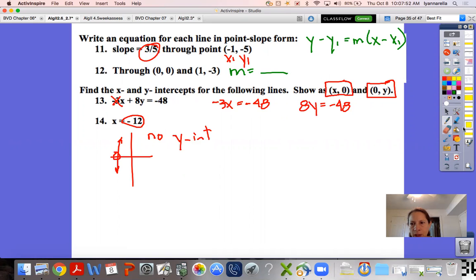Okay, here when it asks you for intercepts, just remember, cross off the x term if you're looking for the y-intercept, cross off the y term if you're looking for the x-intercept. Okay, and here you might want to graph that and you'll see there's no y-intercept.